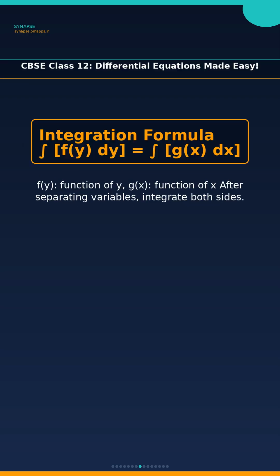Here's the key formula for the variable separable method. The integral of f(y) dy equals the integral of g(x) dx. f(y) is a function of y, and g(x) is a function of x. After you separate the variables, integrate both sides to find the solution.